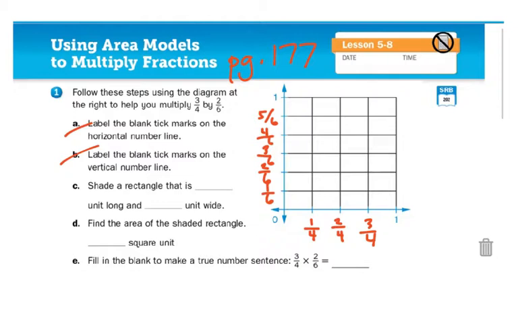Done. Shade a rectangle that is, we have to go back up here. So that is 3/4 by 2/6. And I just went back up to this original number problem. So if we're going to find the area of the shaded, we actually have to shade it first. So we're going to shade 3/4 of 2/6. Okay, so the first thing I need to do is shade in 2/6.